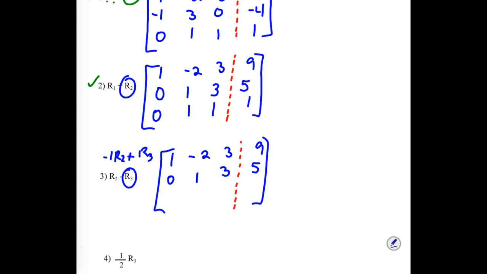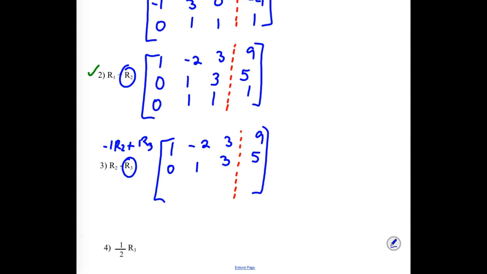All right, so row 2 minus row 3. 0 minus 0. 1 minus 1. 3 minus 1. 5 minus 1. Okay. Is my second column done? Yes. Now, my third column. I don't care about the first 2 entries, but the bottom one needs to be a 1.